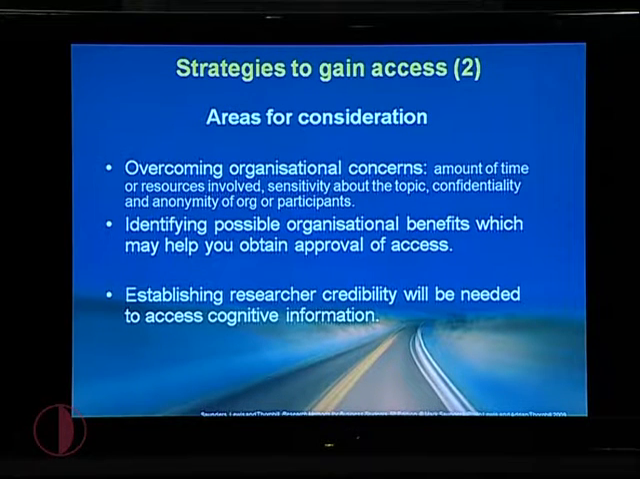Some people are unwilling to give information. Maybe it's sensitive information or personal information. They are reluctant to provide it to you or to answer your questions. Identifying possible organizational benefits may help you obtain approval for access. So why are you conducting this research, and why should that organization be involved? What is the feedback, what are the benefits for this organization?